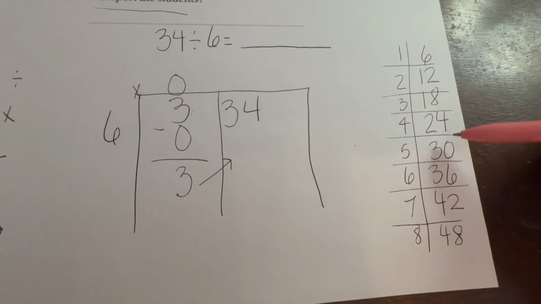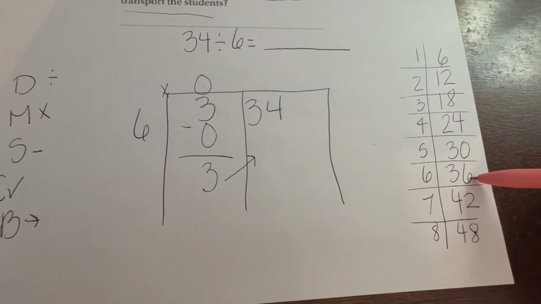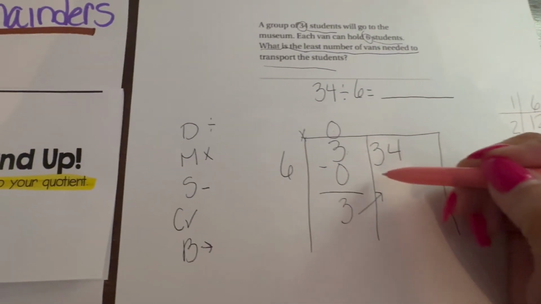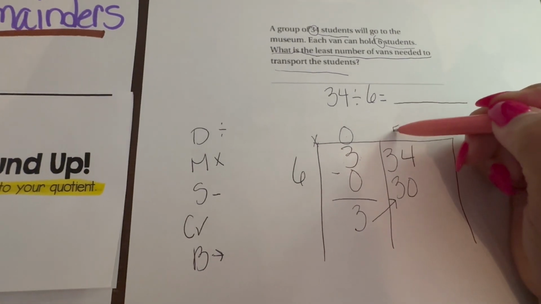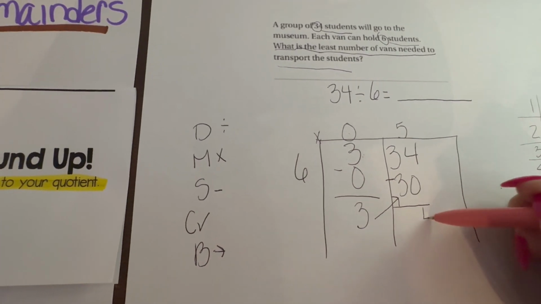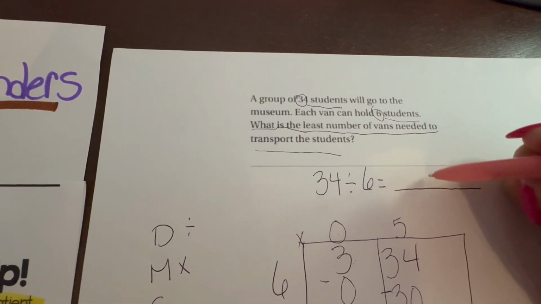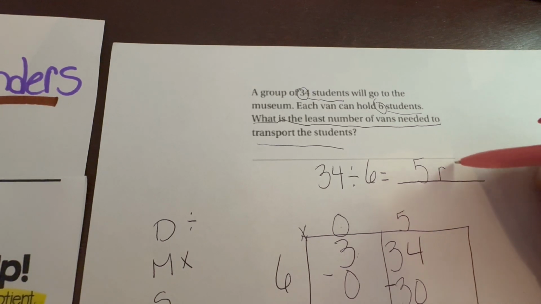Okay, we look for 34. It's not here. We have to use 30 because 36 would be too big. You cannot go over. So we have to use 30. The 5 goes up here. 6 times 5 is 30. So now subtract. 4 left over as your remainder. So 34 divided by 6 would be 5 remainder 4.